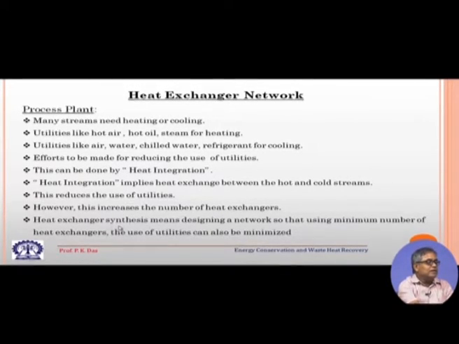The heat exchanger synthesis means designing a network so that we use the minimum number of heat exchangers and the minimum amount of utility. So, both these things we have to take care of. See, it is like this. If we reduce the use of utility, we reduce the running cost of the plant. To some extent, we may reduce the initial cost of the plant, because we do not have to provide some sort of a chilling plant, or some sort of a boiler. But what we save mainly is the running cost.